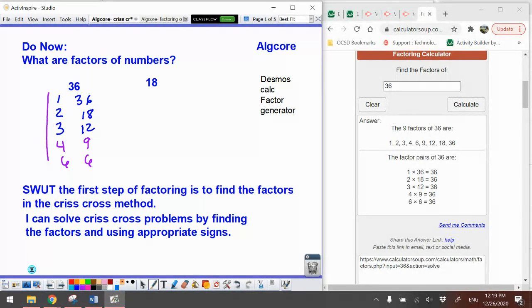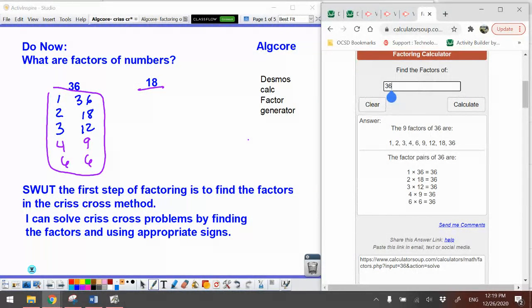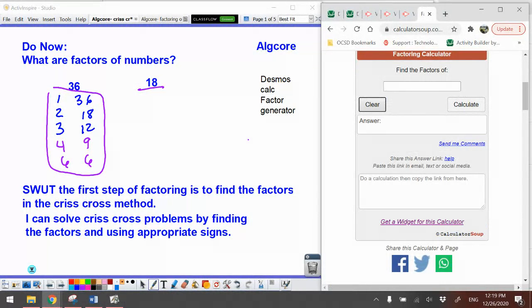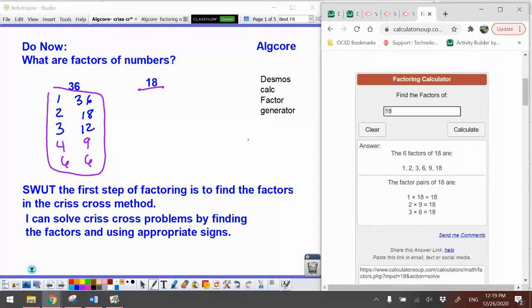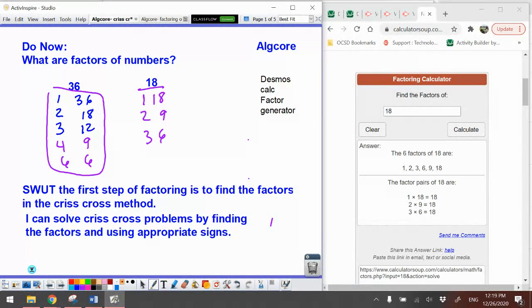So this is the most important part of the crisscross method, is being able to find the factors. So we're going to be looking for the sums and differences of the factors to determine which one is going to meet the requirements of the problem. And if we do the factors of 18, remember I can press 18 and tell it to calculate, and it gives me 1 and 18, 2 and 9, 3 and 6. And that's all of them.